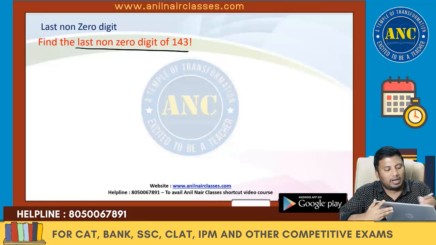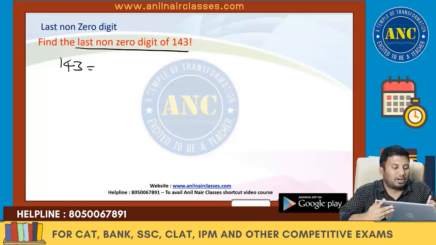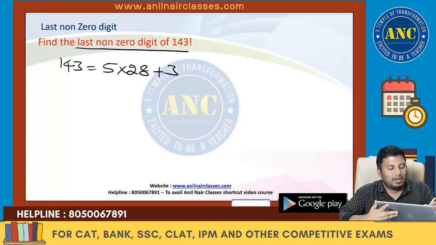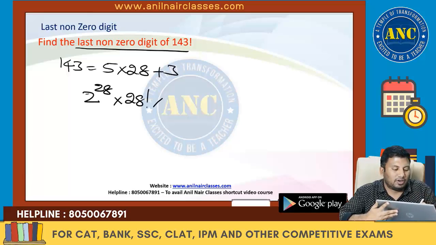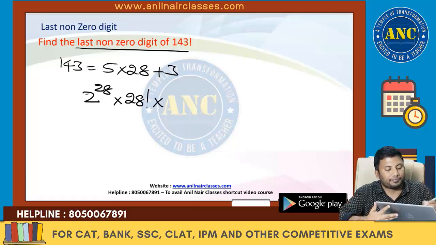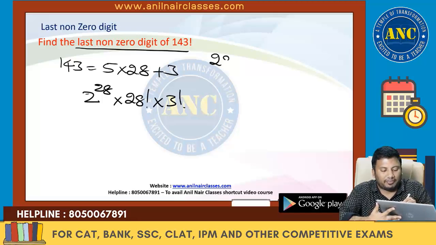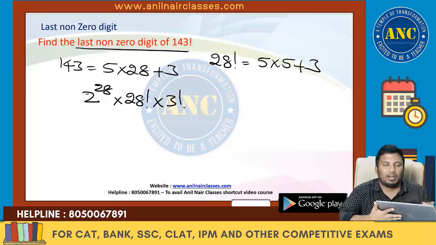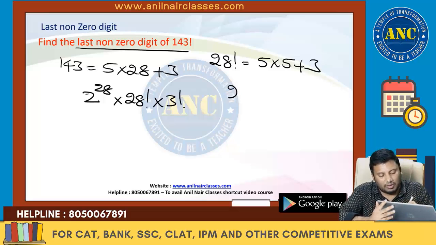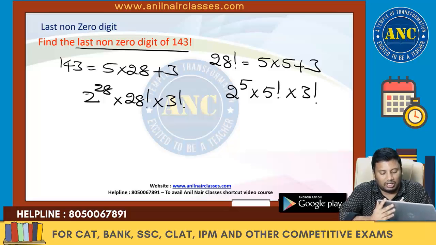Made easy because of this logic. 143 is 5 into 28 plus 3. This is nothing but 2 power 28 into 28 factorial into 3 factorial. So 28 factorial is 5 into 5 plus 3. Are you all with me? So this is nothing but 2 power 5 into 5 factorial into 3 factorial.